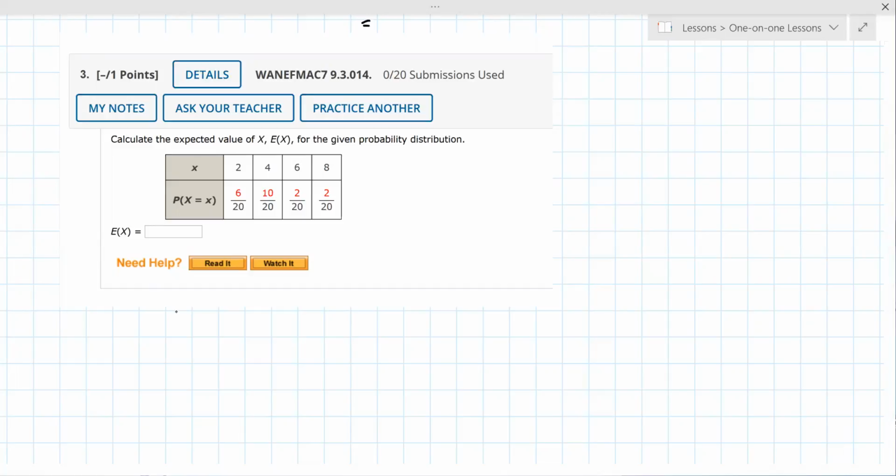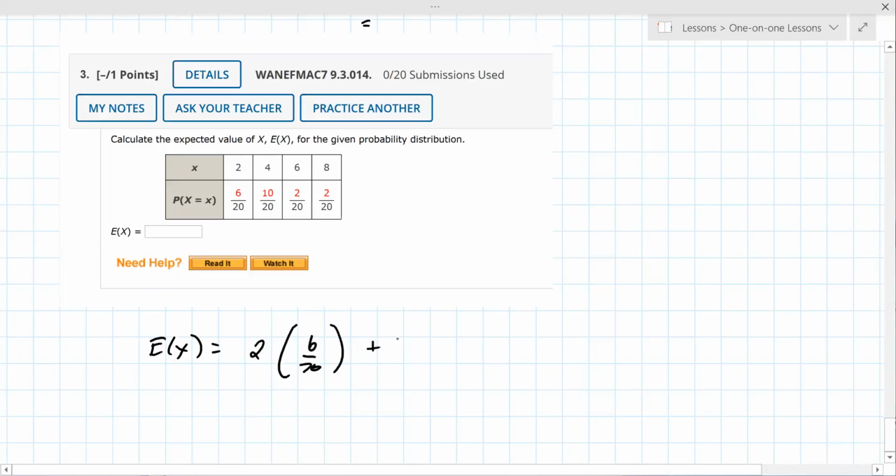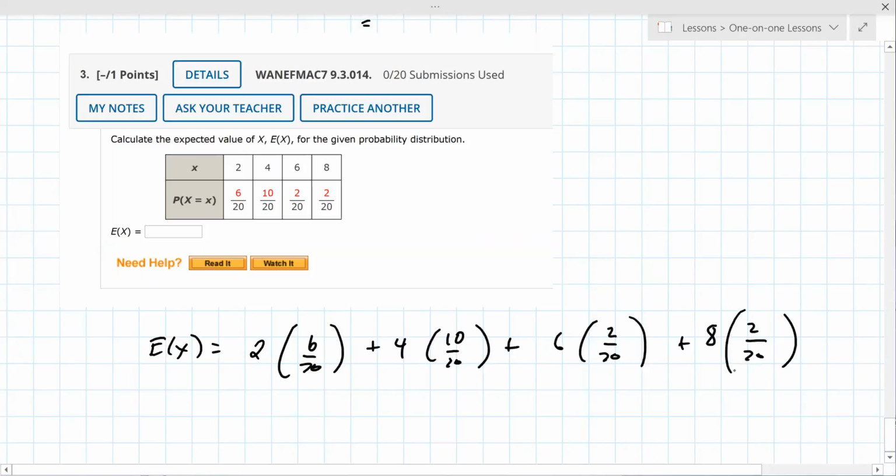All right, so for this one, the expected value of x is, I'm just going to write the numbers, 2 times 6 over 20, plus 4 times 10 over 20, plus 6 times 2 over 20, plus 8 times 2 over 20. What did you get when you multiplied those out?